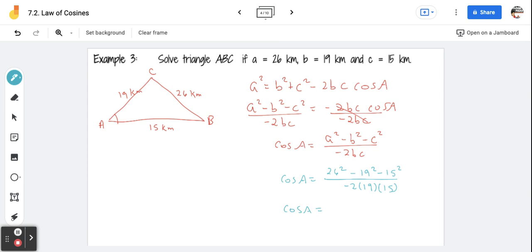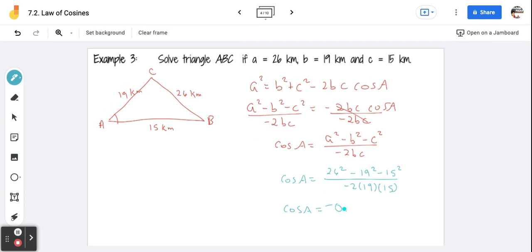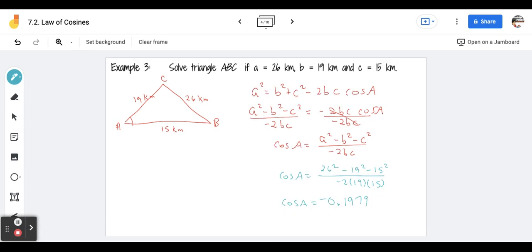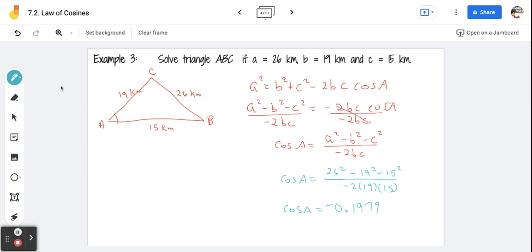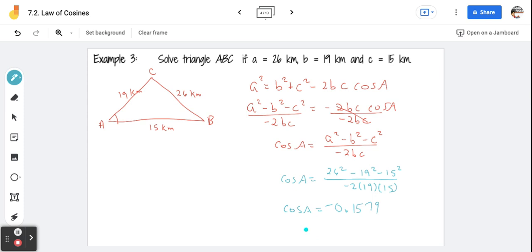All right, and I get negative 0.1579. Let me double check. 1979? Oh, no, 1579. Glad I checked it. So let me fix that. Okay, negative 0.1579.